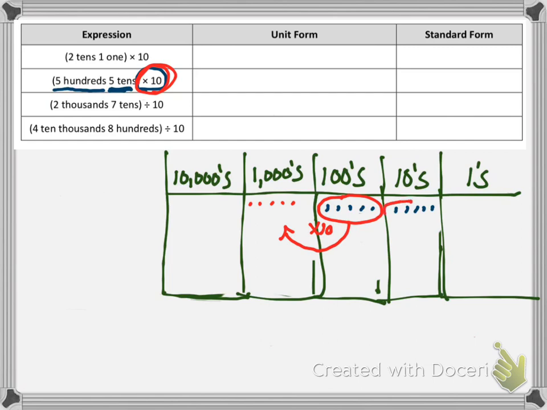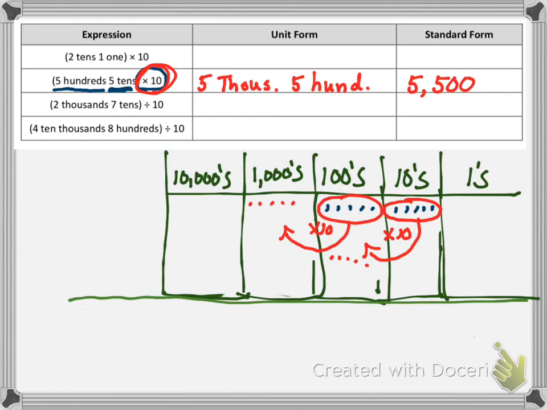And we do the same thing with the tens. There's a 5 in the tens. We're multiplying this by 10. So this 5 needs to go into the hundreds column. Okay, so now the unit form, this becomes 5 thousands and 5 hundreds, which now looks like in standard form 5,500.